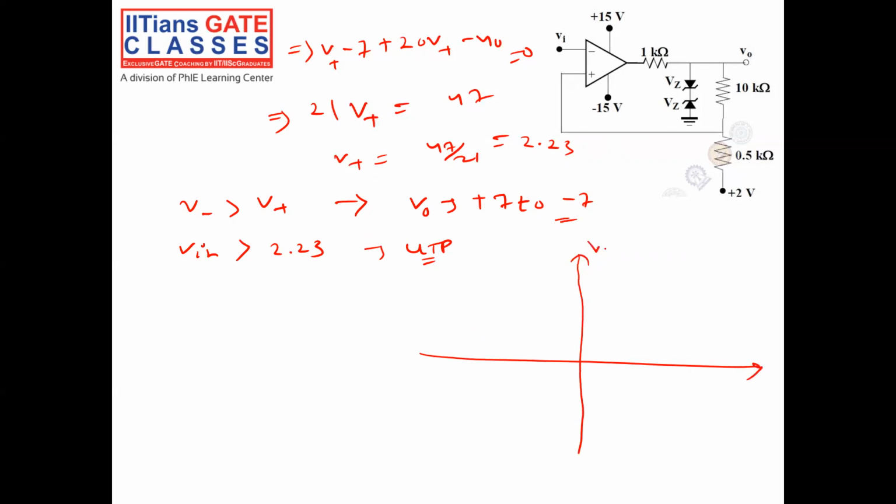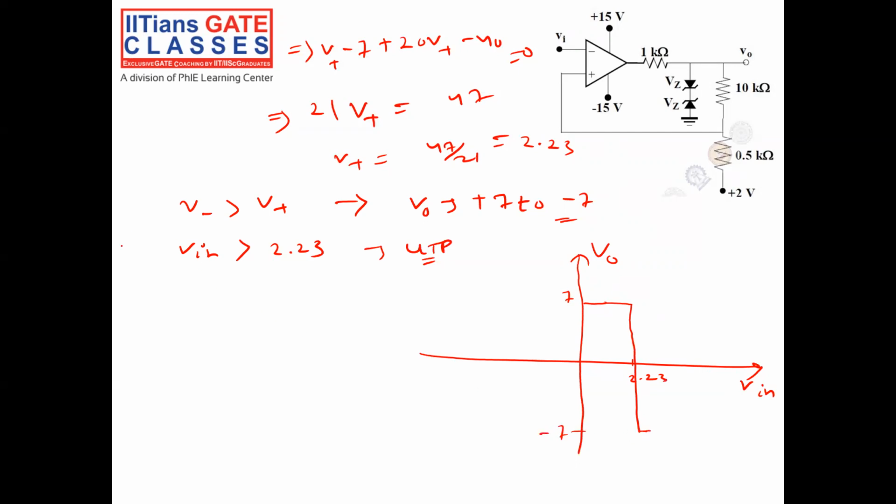So this is my V output, this is my V input. My output will be initially high, 7 volt. Then my V input crosses 2.3, right? This is about 2.23. What will happen to my V output? It will change to minus 7.